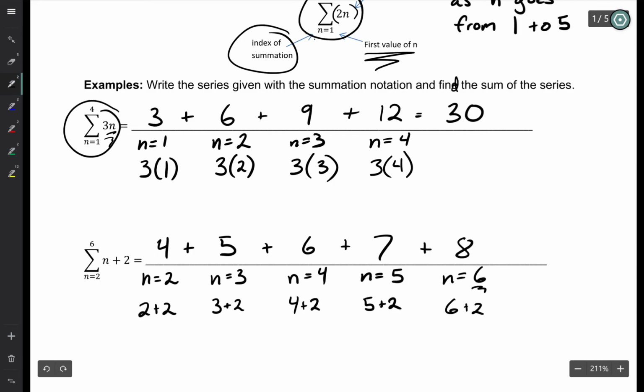That's 8. So then my answer is going to be the sum of 4 plus 5 plus 6 plus 7 plus 8. Well, 8 plus 7 is 15, plus 5 is 20, plus 10 is 30. So this one's equal to 32, which is pretty interesting. Now try some practice problems and see if you can figure out how this works.